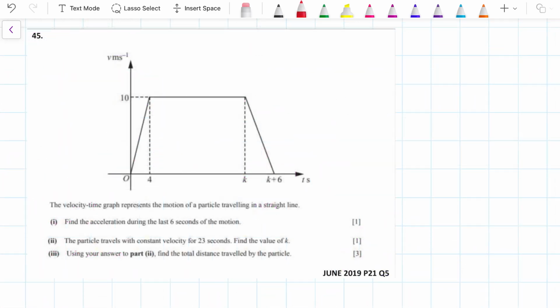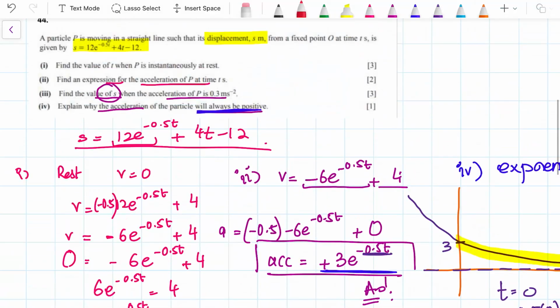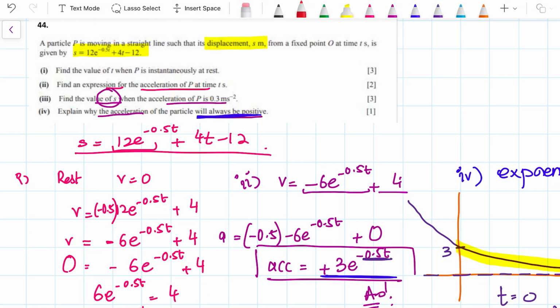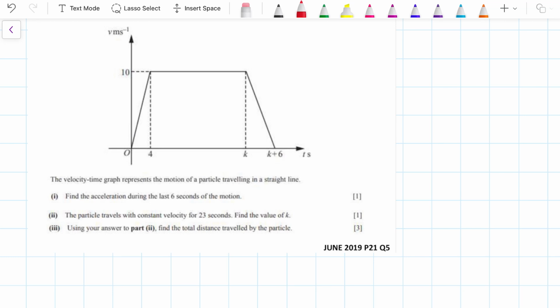Alright, so let's start with the second question. Now this is a linear graph. In the previous question, it was an exponential function. That means it was a non-linear kinematics motion. Now over here, it's a linear motion because I can see straight lines on the speed-time graph.